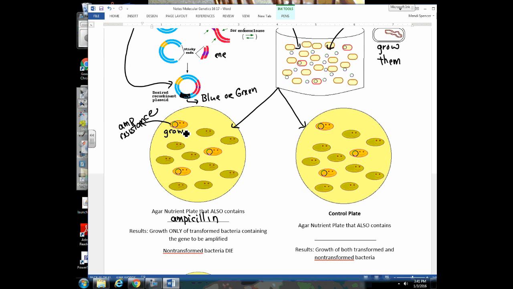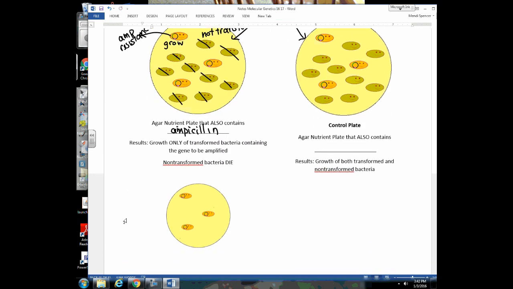But all these other ones that were not transformed, so let's indicate not transformed, because not all of them are going to be able to take up this plasmid. So this one's not transformed, same with this one. All of these cells are going to die. So basically, we are selecting for the cells that were transformed. So what we end up seeing is we're just going to see 3 spots where we had 3 cells that were transformed, growing into colonies.